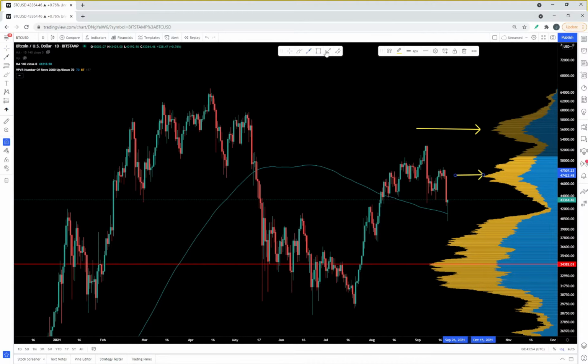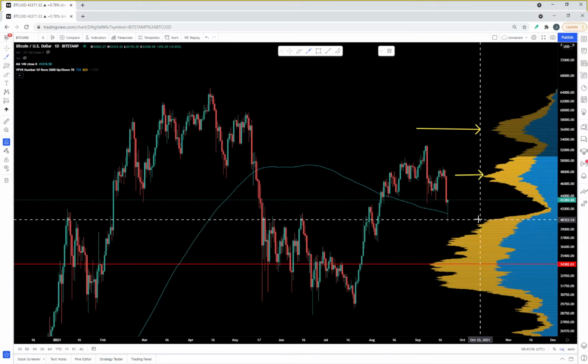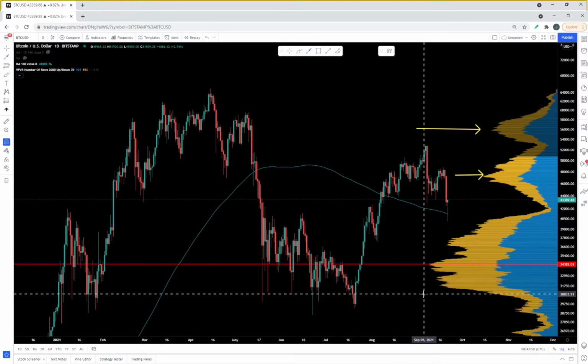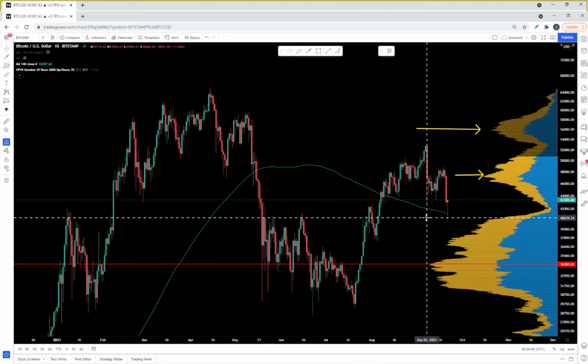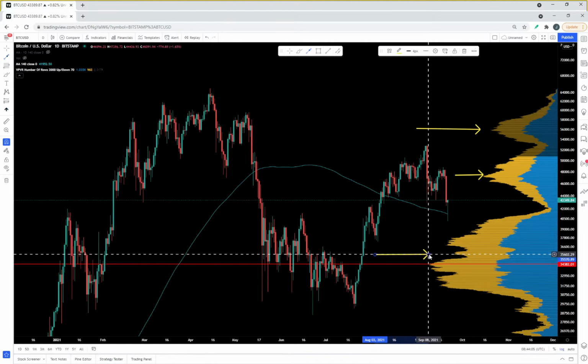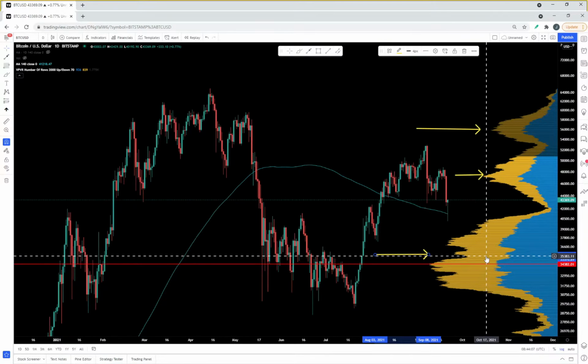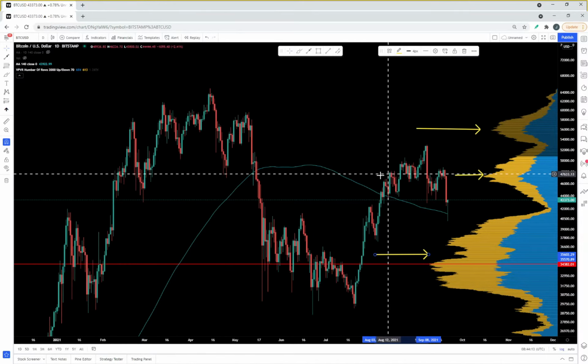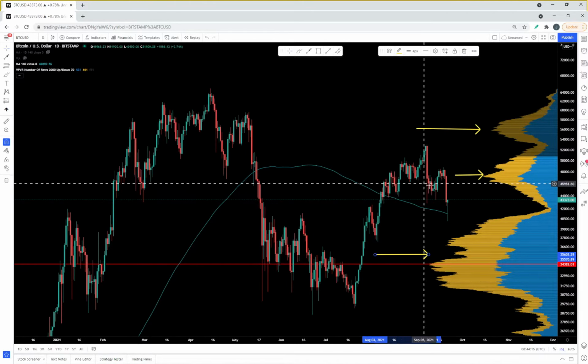This is one. And then basically this whole region down here from 30,000 up to 40,000, it's massive volume in this level. So these guys are going to act as our levels of support and resistance. And we saw that in the most recent run.